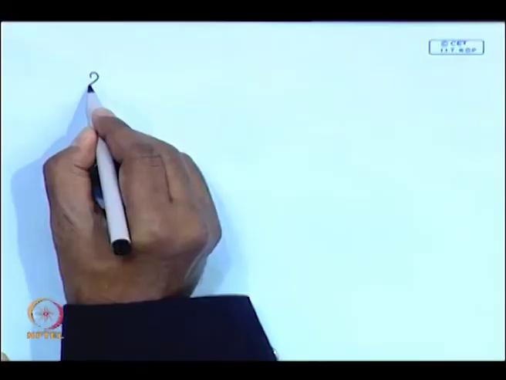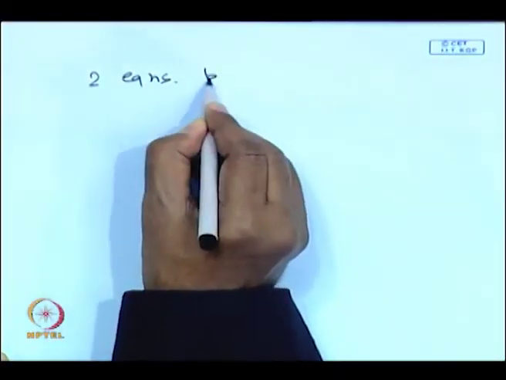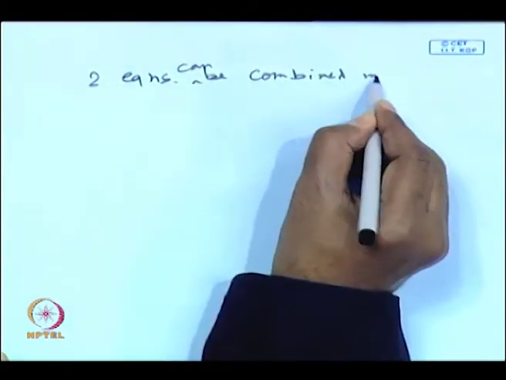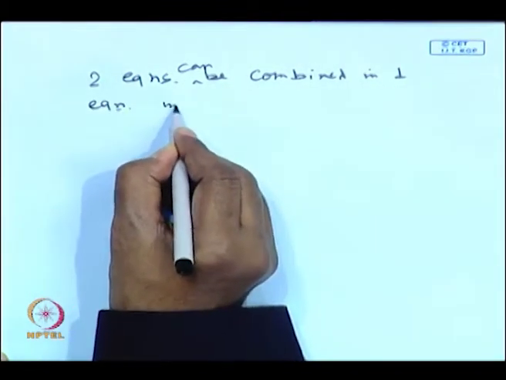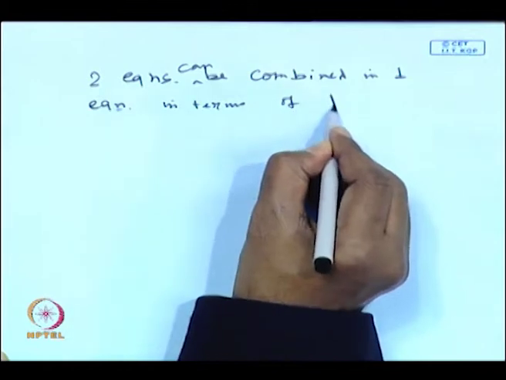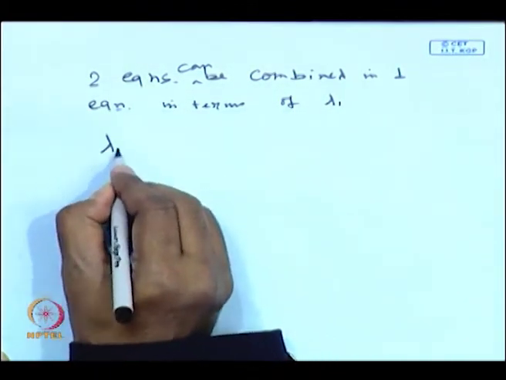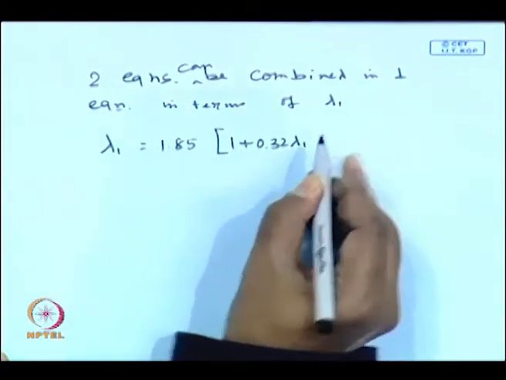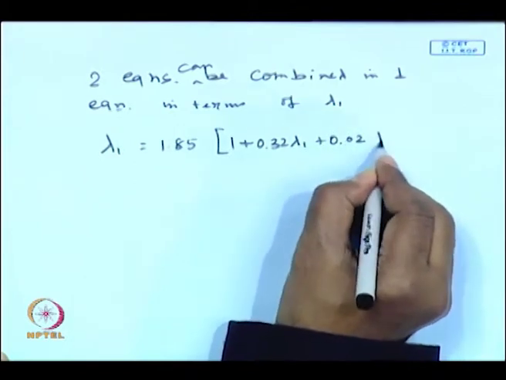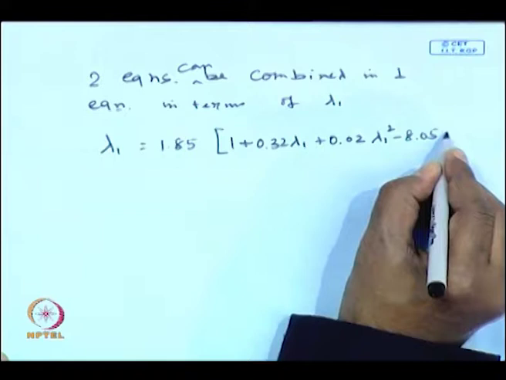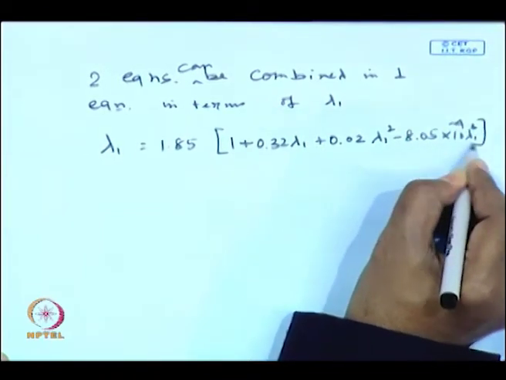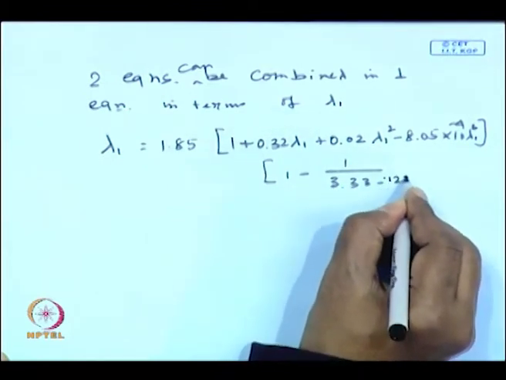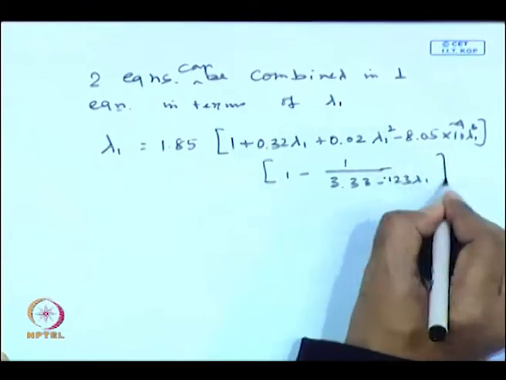Now, we identified two equations and two unknowns. If we combine the two equations, they can be combined in one equation in terms of lambda 1. Okay. What is that equation? Lambda 1 is equal to 1.85 into 1 plus 0.32 lambda 1 plus 0.02 lambda 1 square minus 8.05 into 10 to the minus 4 lambda 1 cube into 1 minus 1 divided by 3.33 minus 0.123 lambda 1. So, it is 1 minus 1 by Cm star.